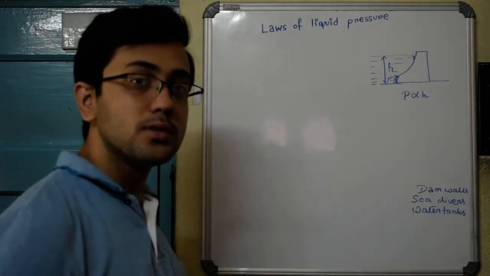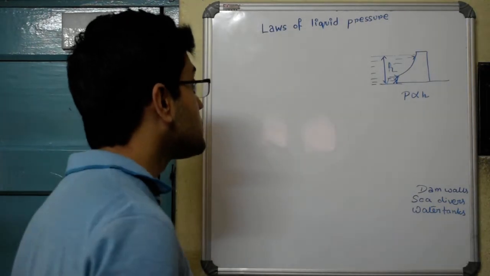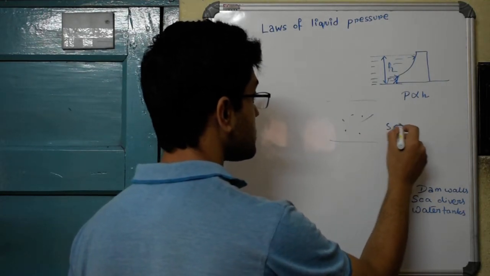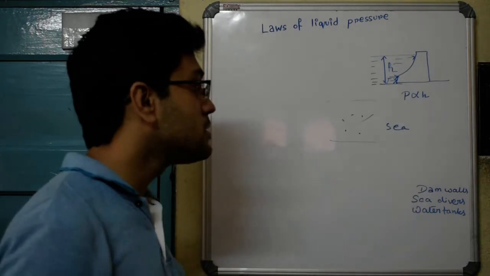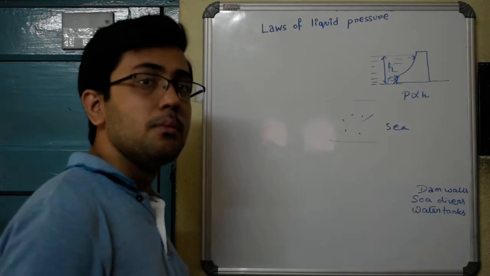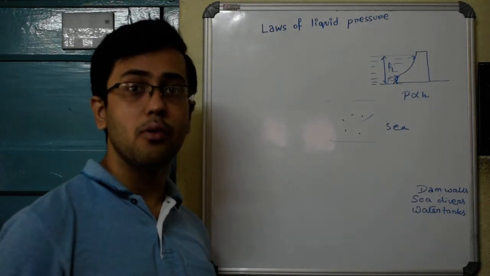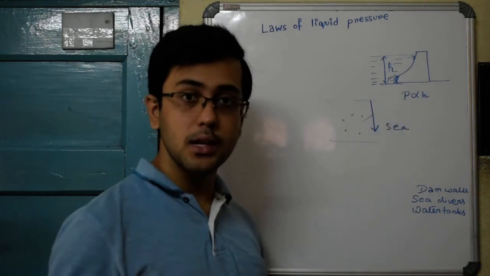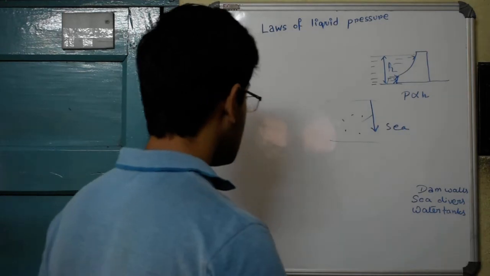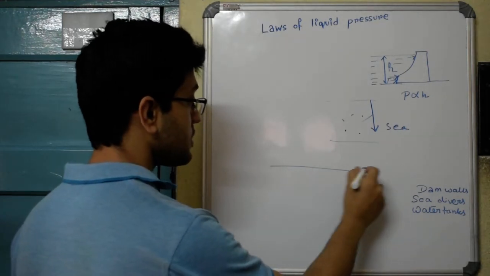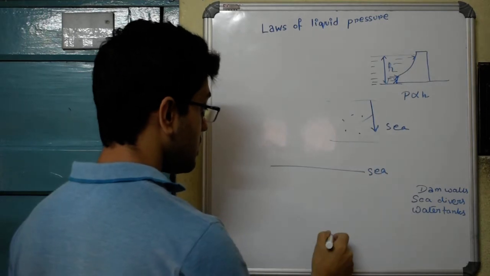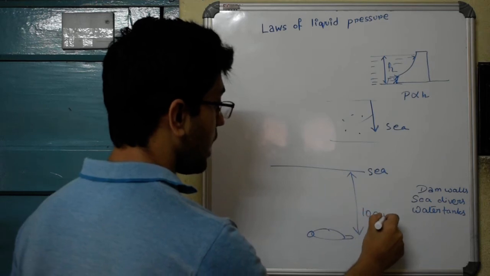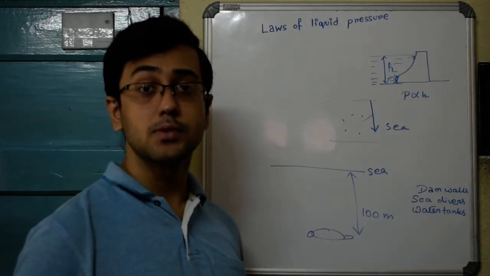Another example is the suits of sea divers. You might have seen pictures of sea divers. They dive into seas and oceans where they often study aquatic animals and for many other purposes as well. But when they dive into the sea and ocean, they are at a great depth from the free surface of the liquid. Say this is the free surface of the sea, and the diver is somewhere here, which is, for example, 100 meters from the free surface of the sea.